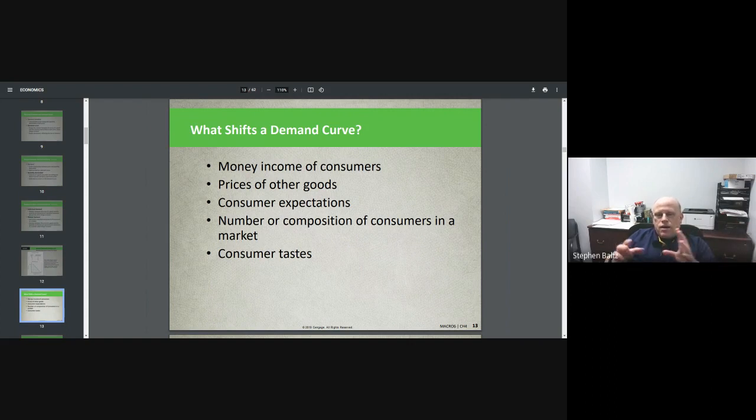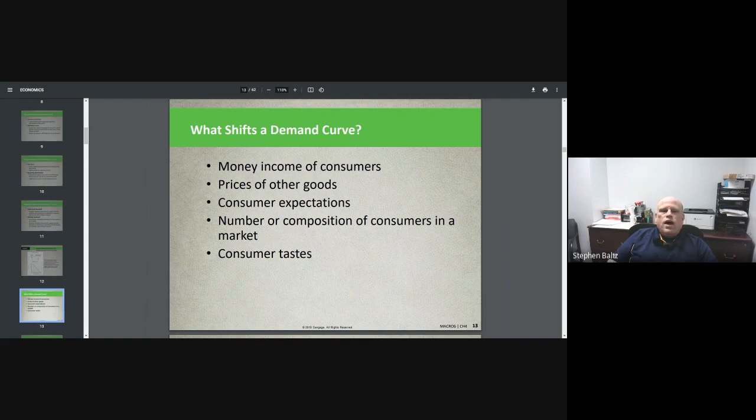So these are basically things other than the price of the good that we're looking at that can affect demand. So when you're looking at a demand curve, anything other than the price of that particular good that you're looking at in the graph, if any variables other than the price of that good that affect demand for that good change, then it's going to shift the entire demand curve.